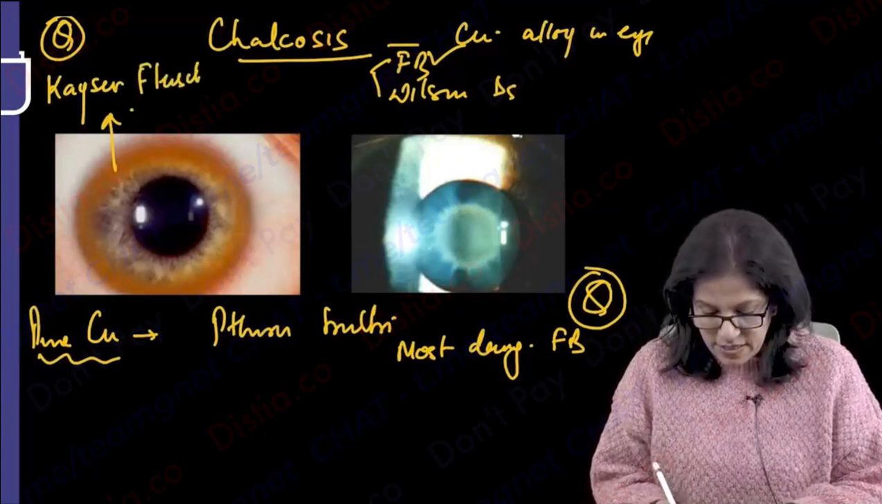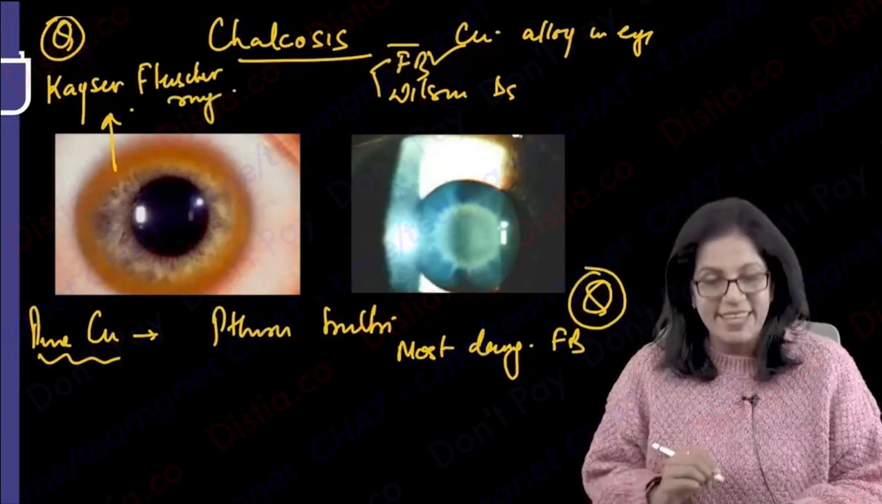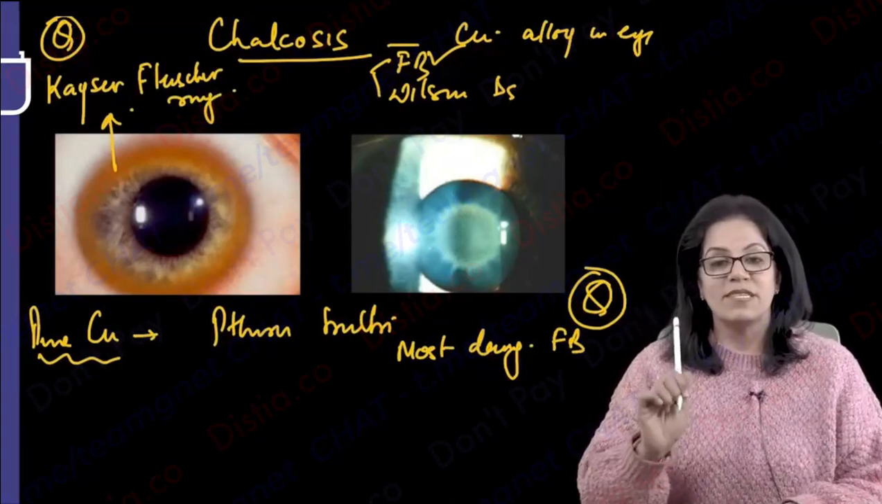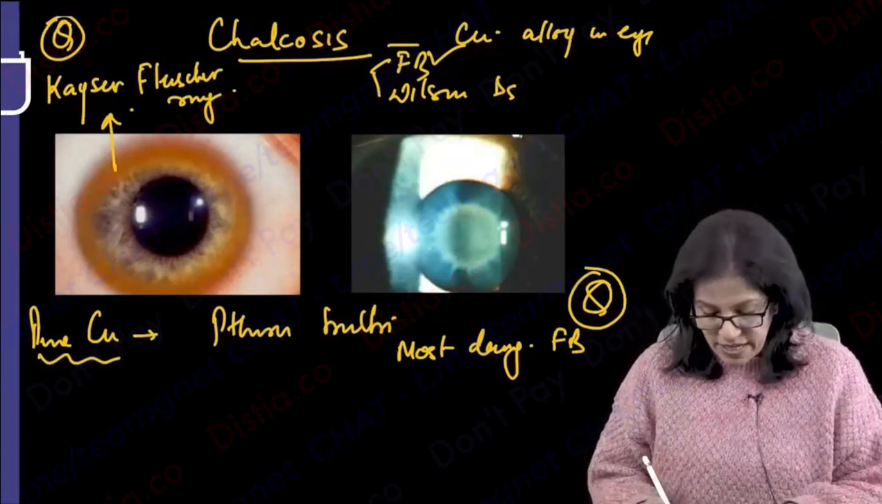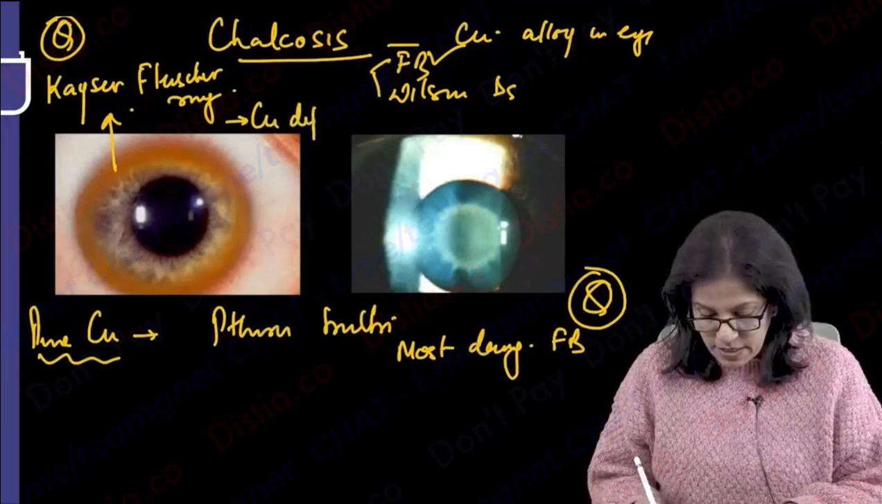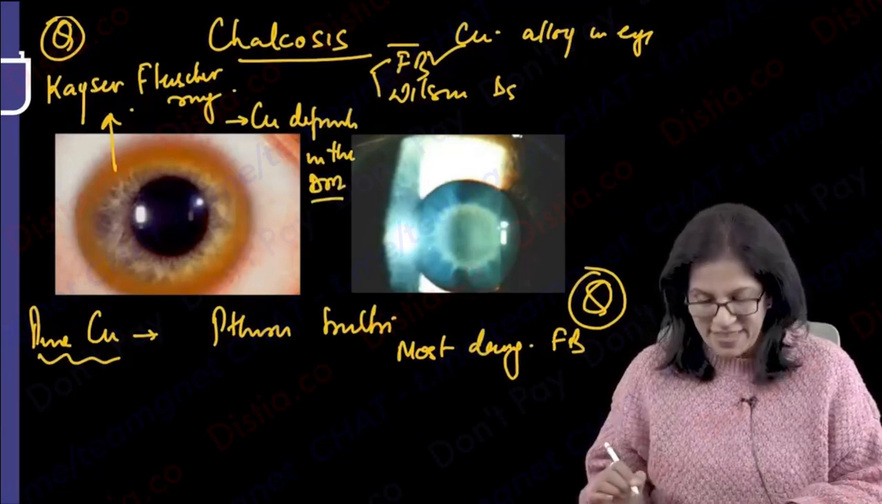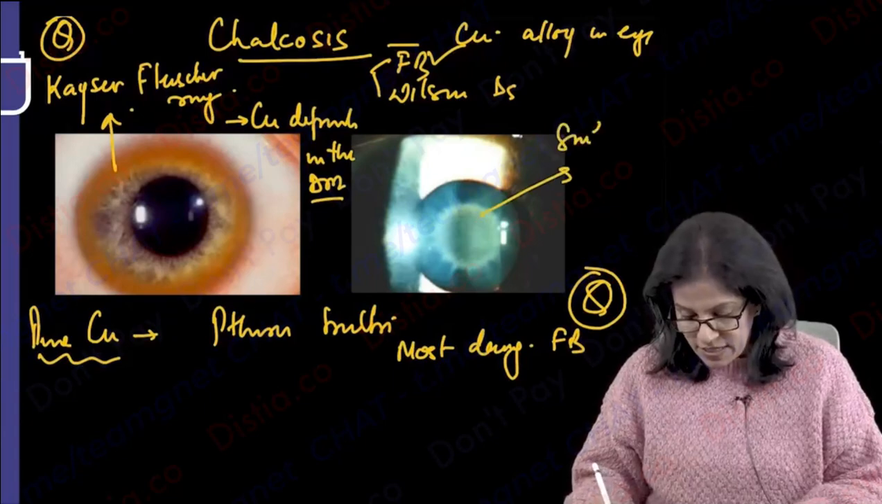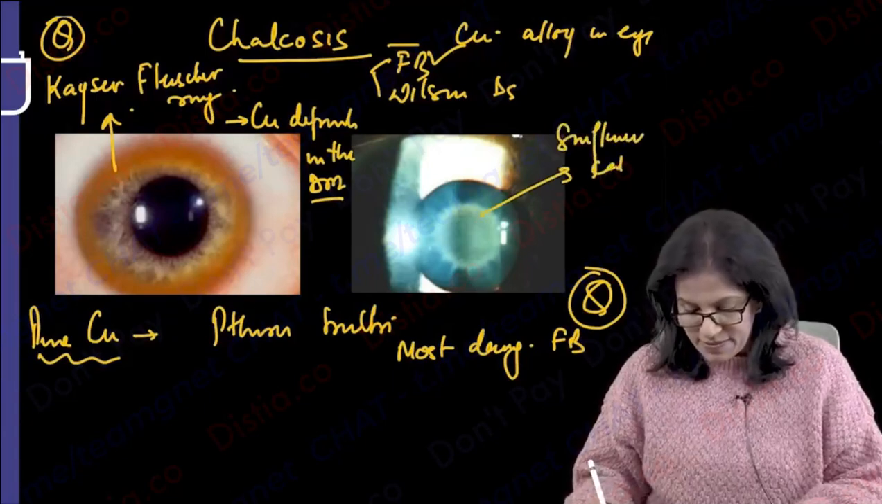I have discussed the Kayser-Fleischer ring in detail already, right? This was in the chapter of diseases of the lens. So Kayser-Fleischer ring is namely copper deposition in the Descemet's membrane. We will say it is in the Descemet's membrane. What is the other finding of chalcosis? Sunflower cataract. We have done this, sunflower cataract.